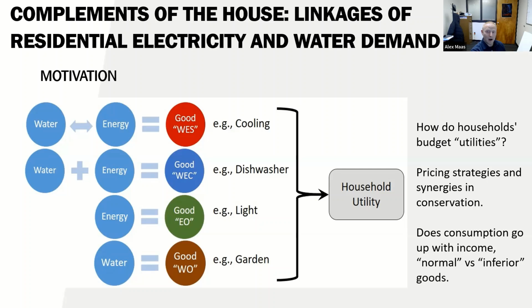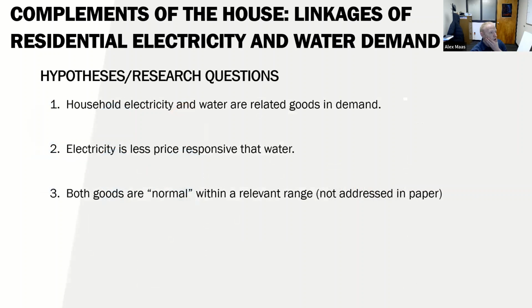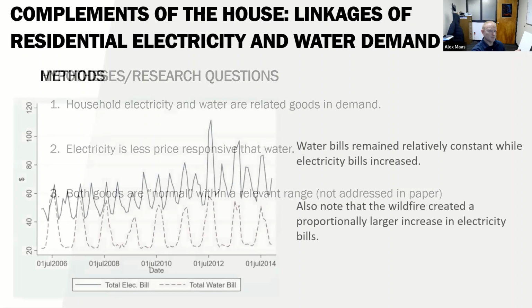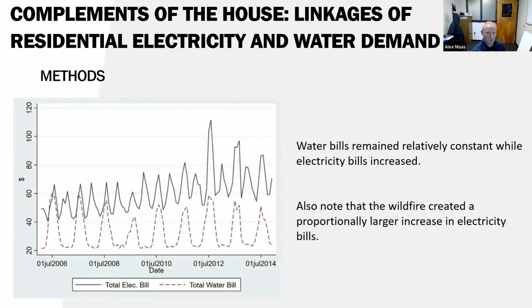So we wanted to know how those things are related, and our guess was household electricity and water are related. We don't really know if they're going to be complements or substitutes. We assume that electricity is going to be less price responsive than water, because that's previous work, and that both goods are normal. So when we increase income, ceteris paribus, we would expect use to go up as well.